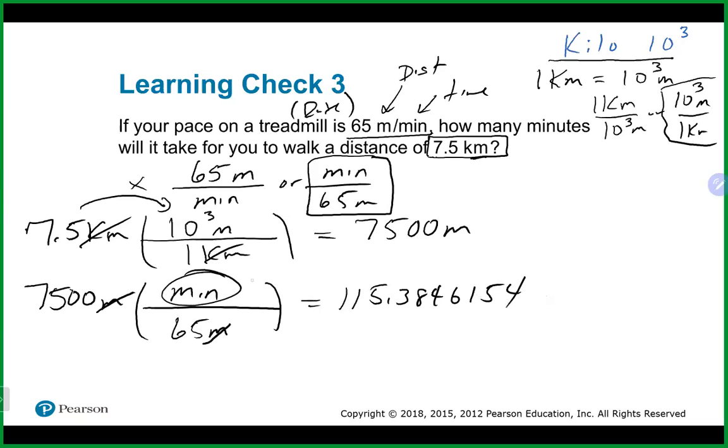And the units here are minutes, which is good because that is what we're looking for. Not good is our sig figs here, right? So what should we end up in terms of significant figures? We should end up with 2.